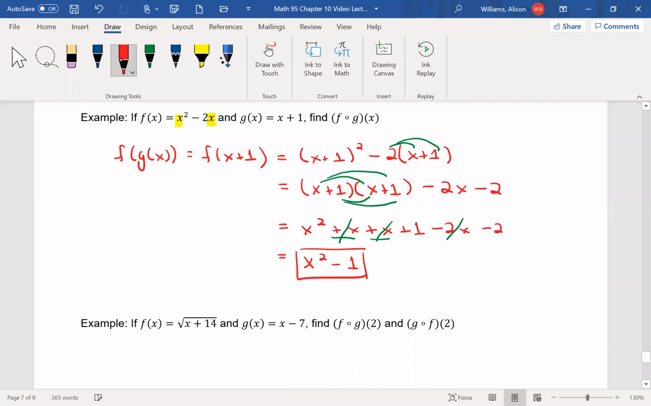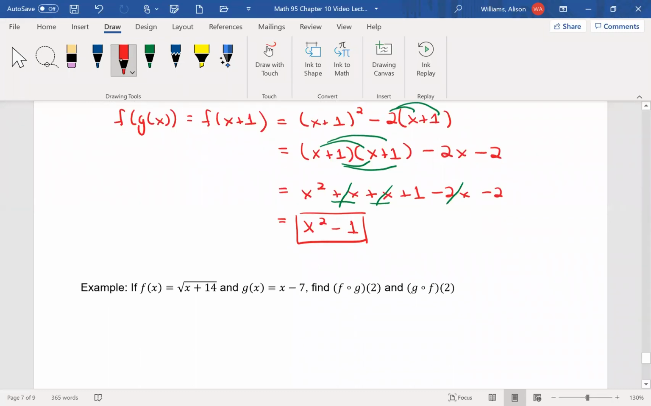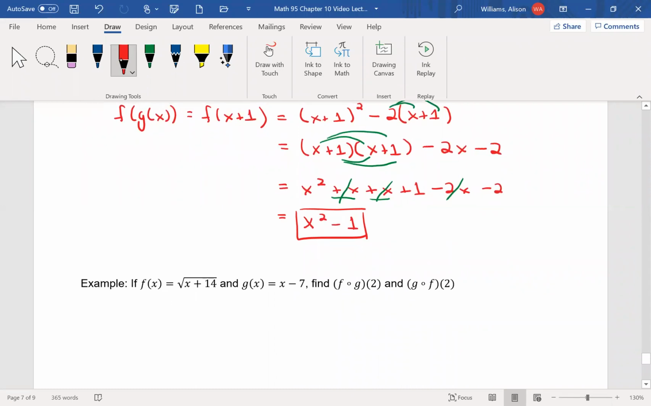Okay, so let's try one where we have to plug in a number. When you plug in numbers, you can literally plug numbers into the function. So let's see what that looks like. Let's say we want to find f composed of g of 2. I'm going to work on the first one. So that's f of g of 2. So I need to find g of 2.